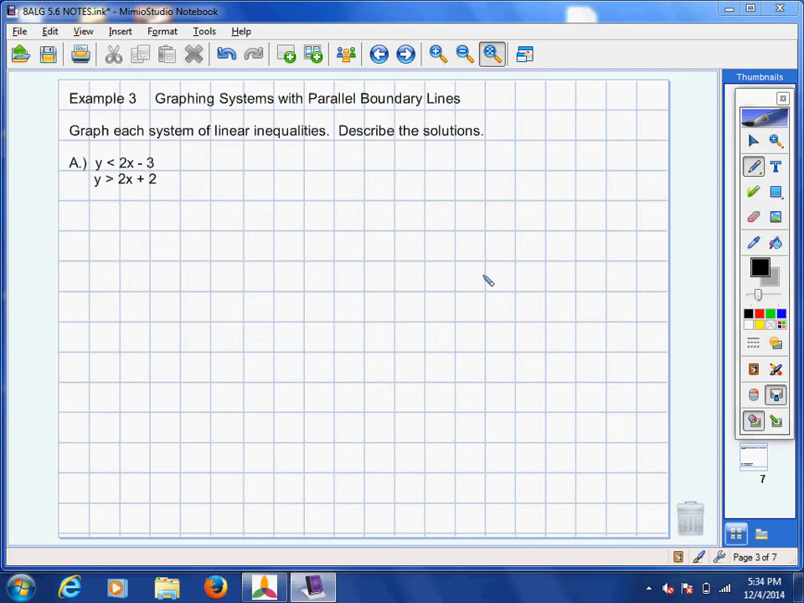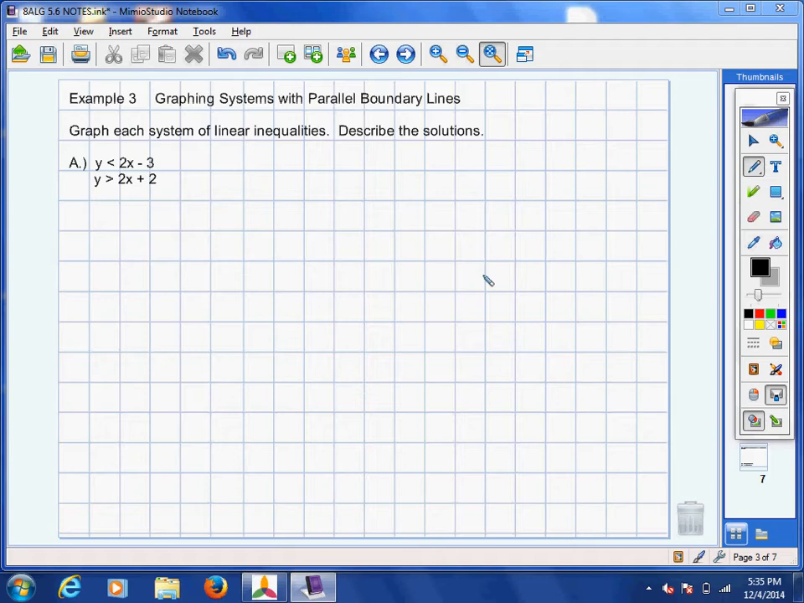Welcome back. We're in 5.6 doing example 3. We're going to graph systems with parallel boundaries. I'm going to show you 3 different sets of parallel lines and how the shading is different amongst them, okay?